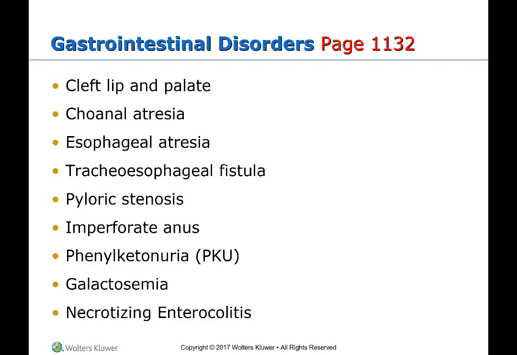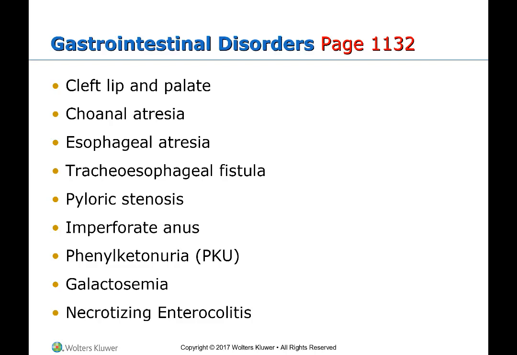So one of the things that we're thinking of, like immediately after birth, is the fact that it's going to make feeding difficult. And yes, it will. So they do have special nipples, special feeding devices that will assist in feedings.